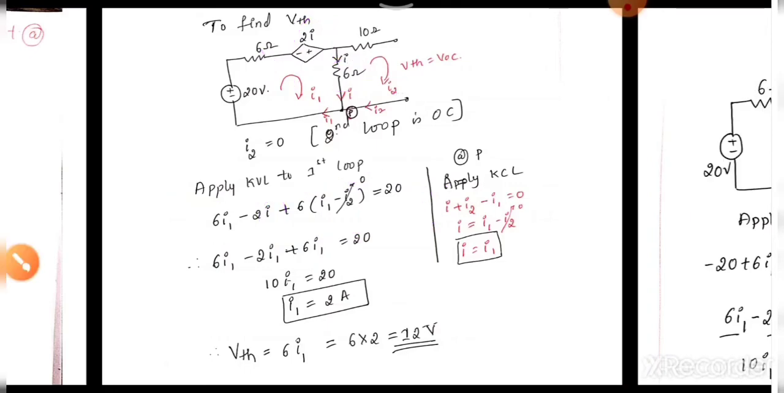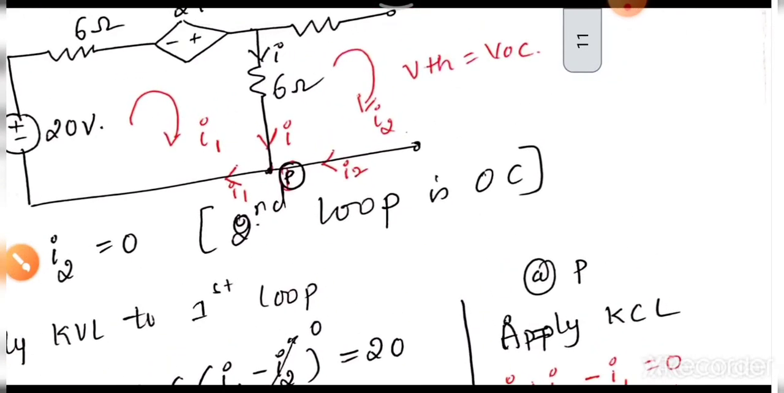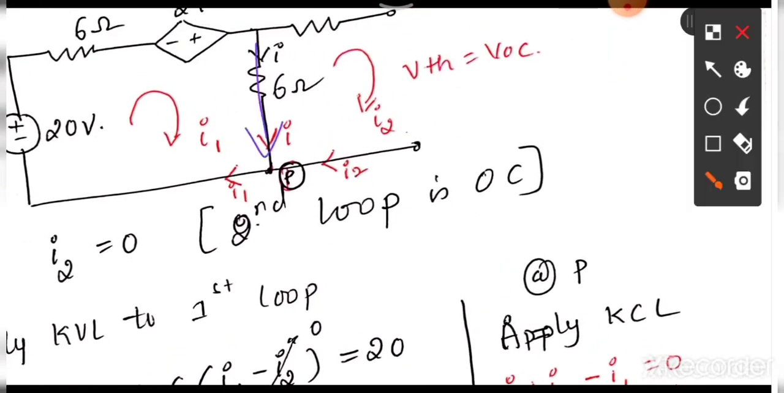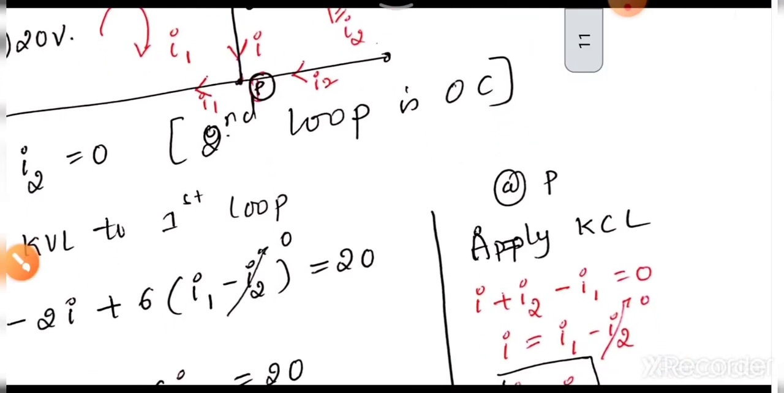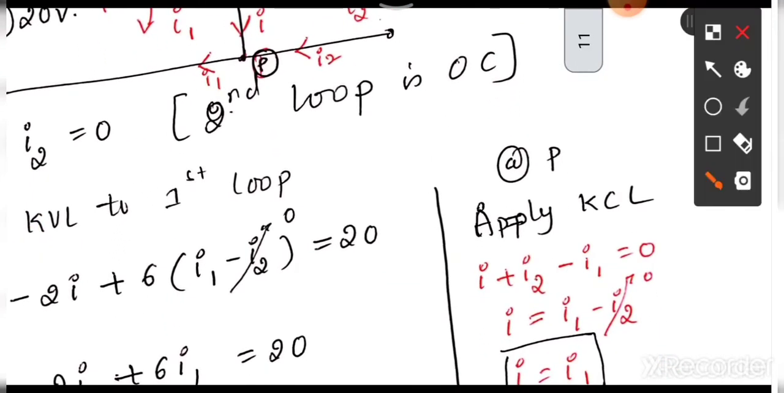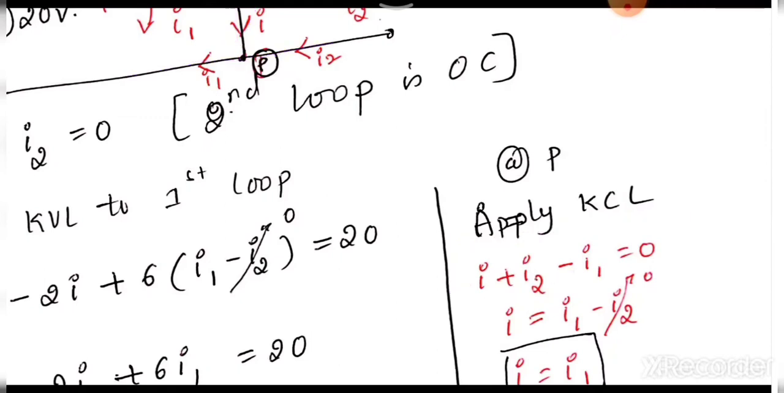To find that I, which is nothing but the current flowing through this, take a point P and apply KCL at that point. When you are applying KCL, I is entering, so I'll take plus I. Next I2 is also entering, so plus I2, and I1 is leaving, so minus I1 equal to 0.